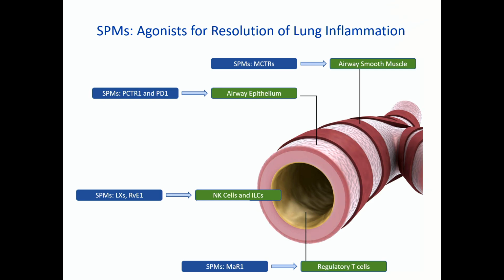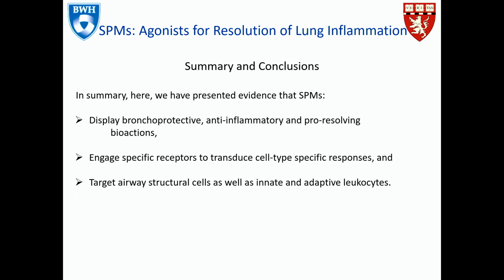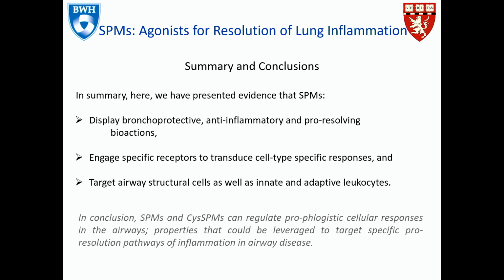So we're trying to put these pieces together to understand how best to characterize an immunophenotype in diseases of acute and chronic inflammation. So to summarize, we presented evidence that SPMs display bronchoprotective, anti-inflammatory, pro-resolving bioactions. They engage specific receptors to transduce cell type specific responses. And they target airway structural cells as well as innate and adaptive leukocytes.